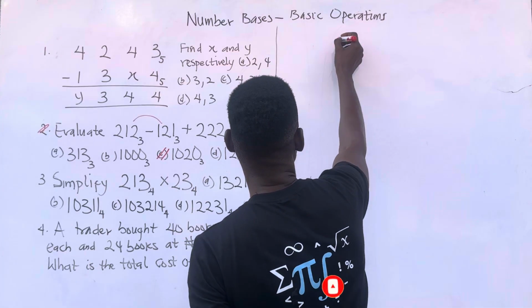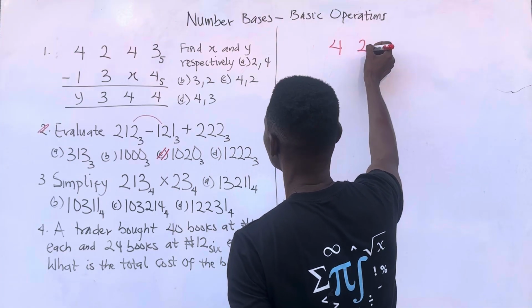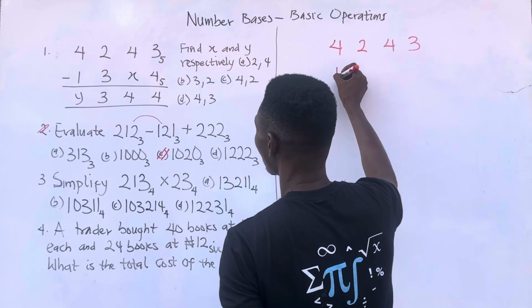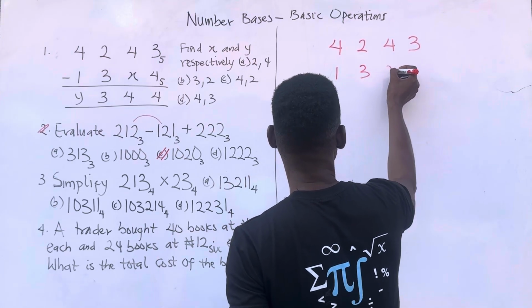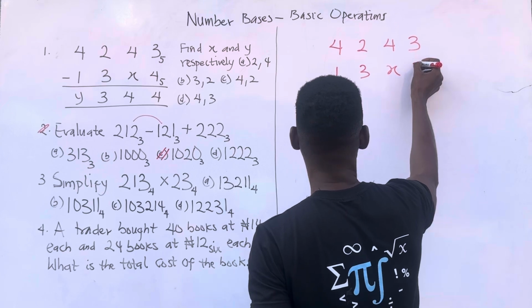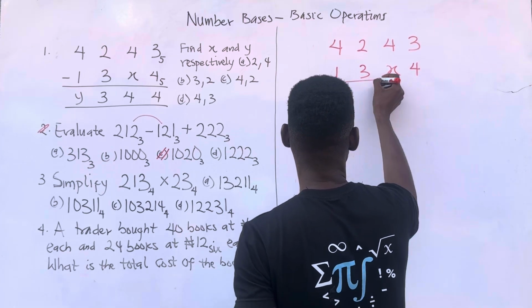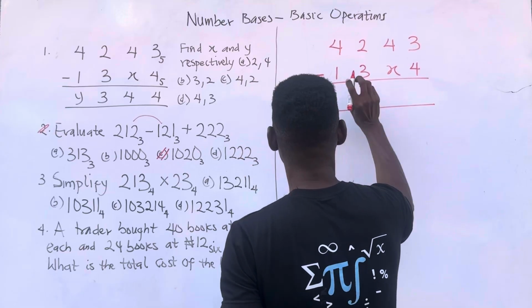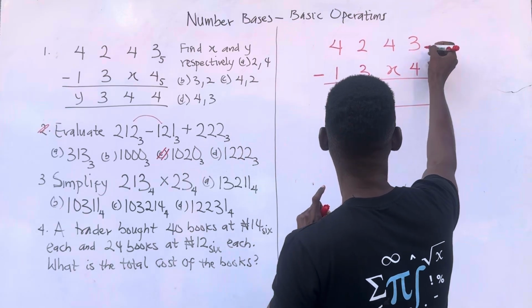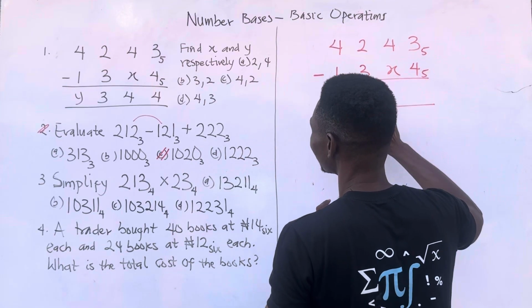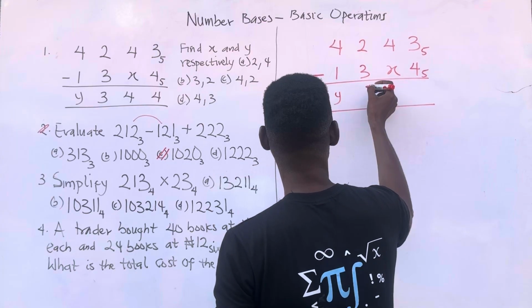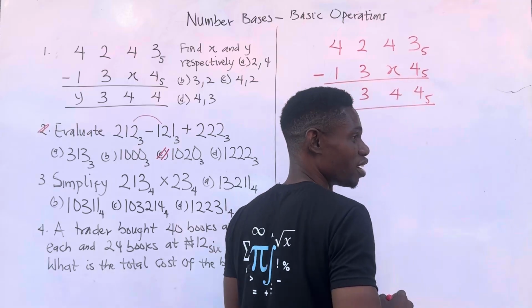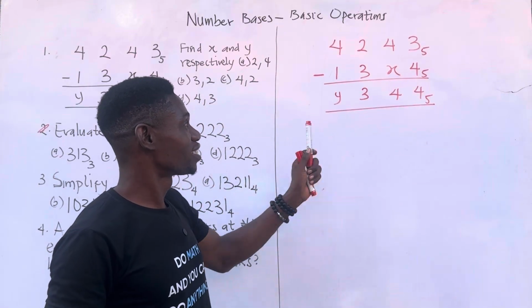What we have is 4, 2, 4, 3, 1, 3, x, 4, in subtraction, equals y, 3, 4, 4, base 5. Okay, so we have to work on this.